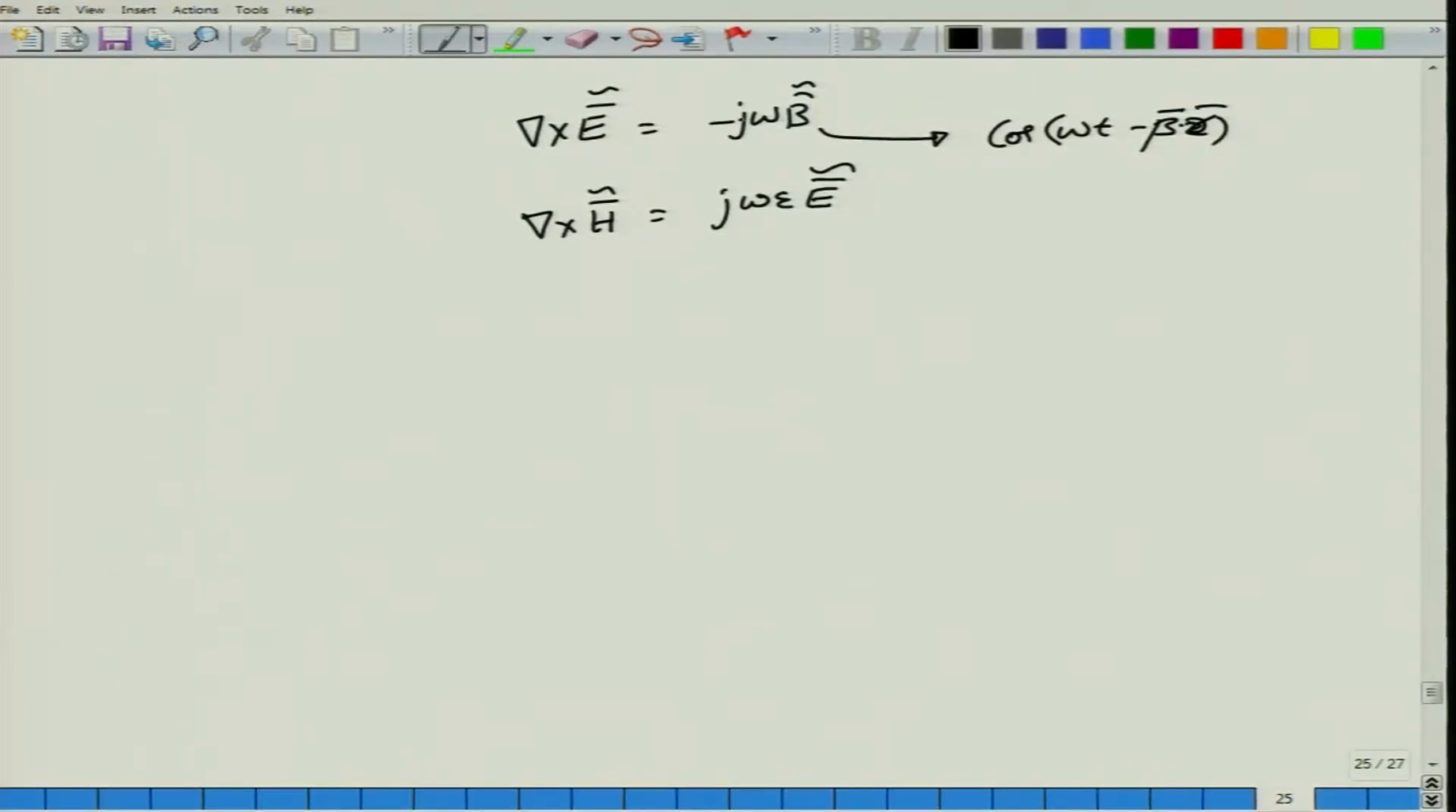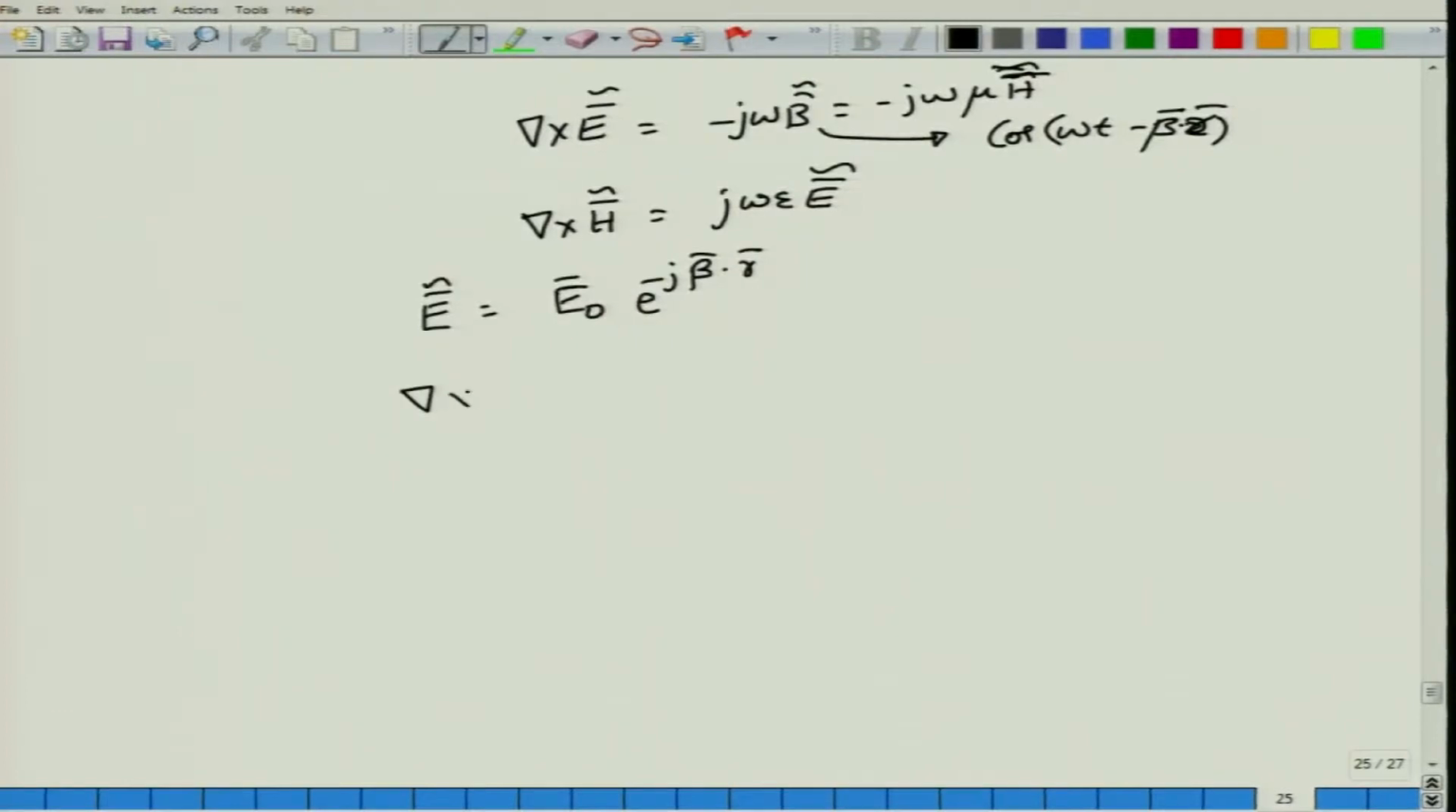Okay. This j omega B can be written as minus j omega mu H, because B is equal to mu H in the phasor notation as well. Now, what is the assumed phasor for E? This was some constant vector E0, telling you the direction of the electric field, times e power minus j beta dot r. This is what we have assumed. This E0 is a constant vector, right.